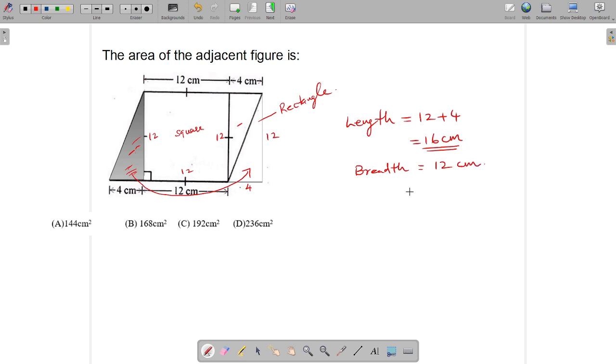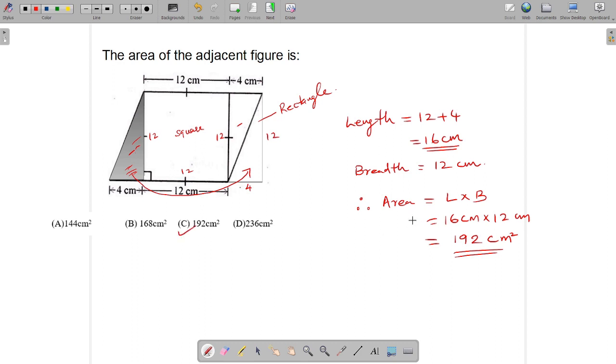Therefore, area of the given figure is equal to area of the rectangle, and that is equal to length into breadth. That is equal to 16 centimeter into 12 centimeter. And what will be the answer? 16 into 12 is equal to 192 centimeter square. You have to write the unit as centimeter square. So the answer is C.